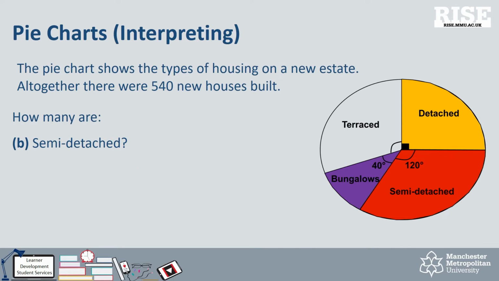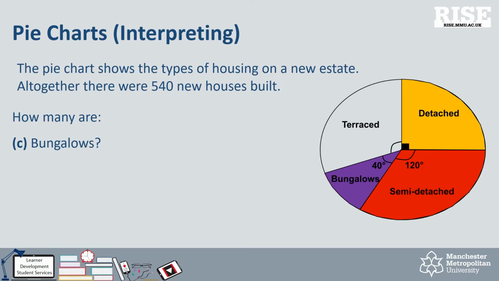Let's try another. What about semi-detached then? I can see from the pie chart that 120 degrees is representing the semi-detached section. That's 120 degrees out of 360 degrees, multiplied by the 540 that the whole pie chart is representing. Again, I can either use my fraction key or simply type in 120 divided by 360 and then times by 540. This tells me that there are 180 semi-detached houses built.